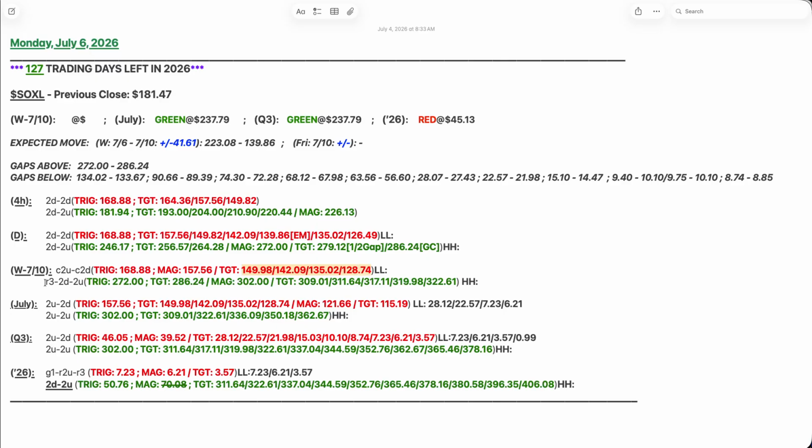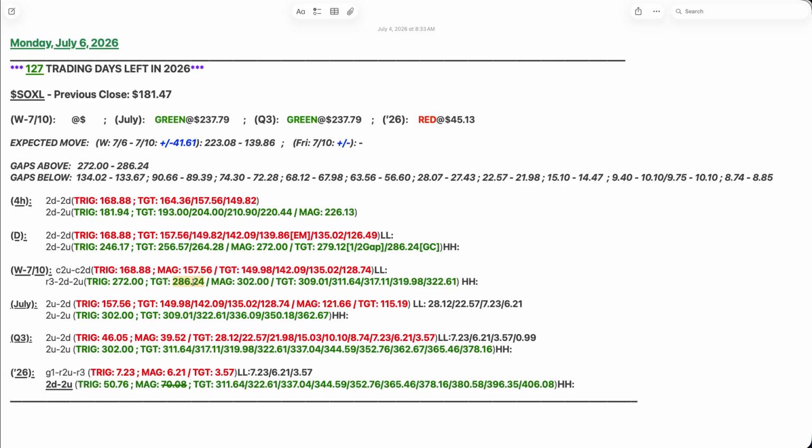On the shorter time frames, right, much smaller time frames, then we know that we've got to have some intermediate targets on the way to that magnitude in case we don't actually reach that magnitude, right? So those are the intermediate targets that we have on the way to reaching magnitude.